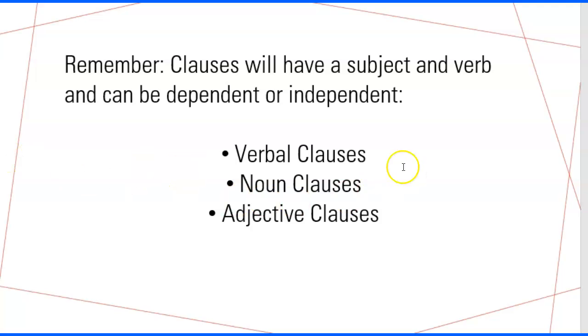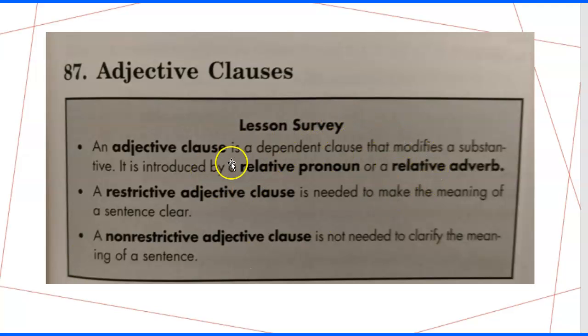So we can have verbal clauses, we can have noun clauses, we can have adjective clauses. So now we are moving into the adjective clause piece. Now, do you think that an adjective clause can stand by itself? Well, if all of you are shouting enthusiastically, no, it can't stand by itself, you're right. So let's take a look at the gray box. And here's one of the first things. An adjective clause is a dependent clause that modifies a substantive or a noun in the sentence. It will be introduced by a relative pronoun or a relative adverb.